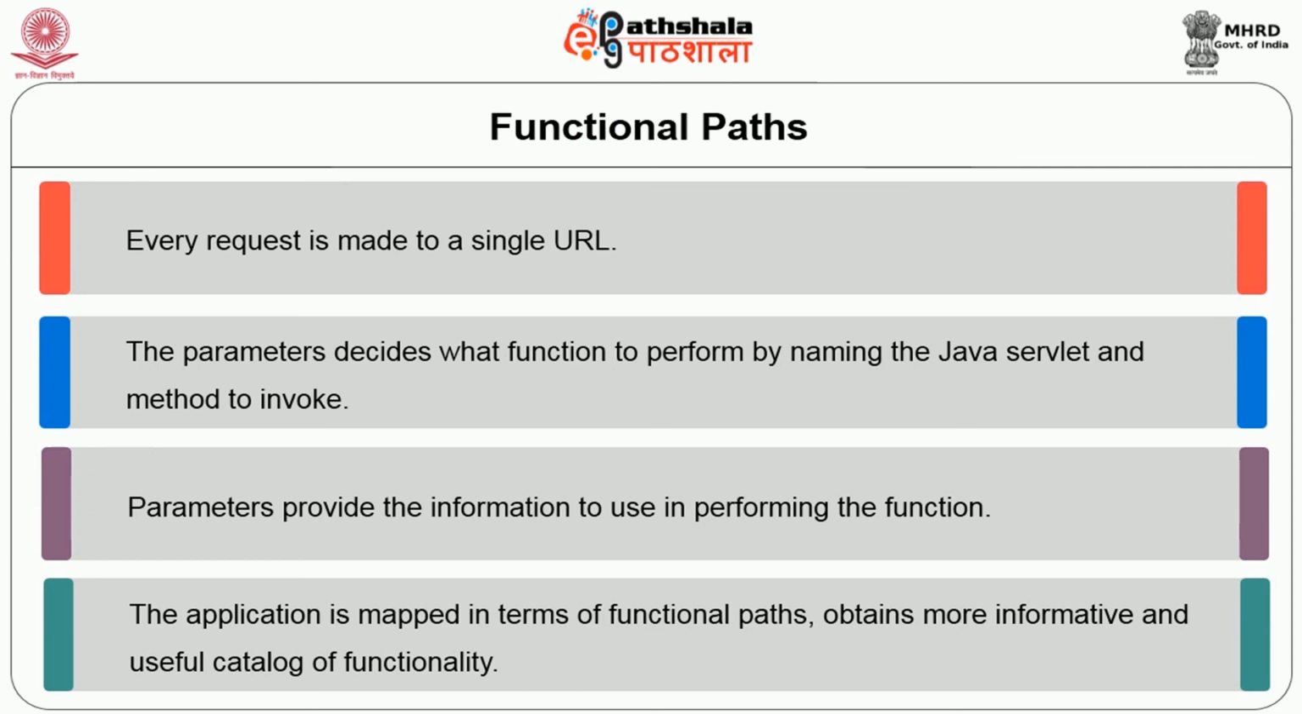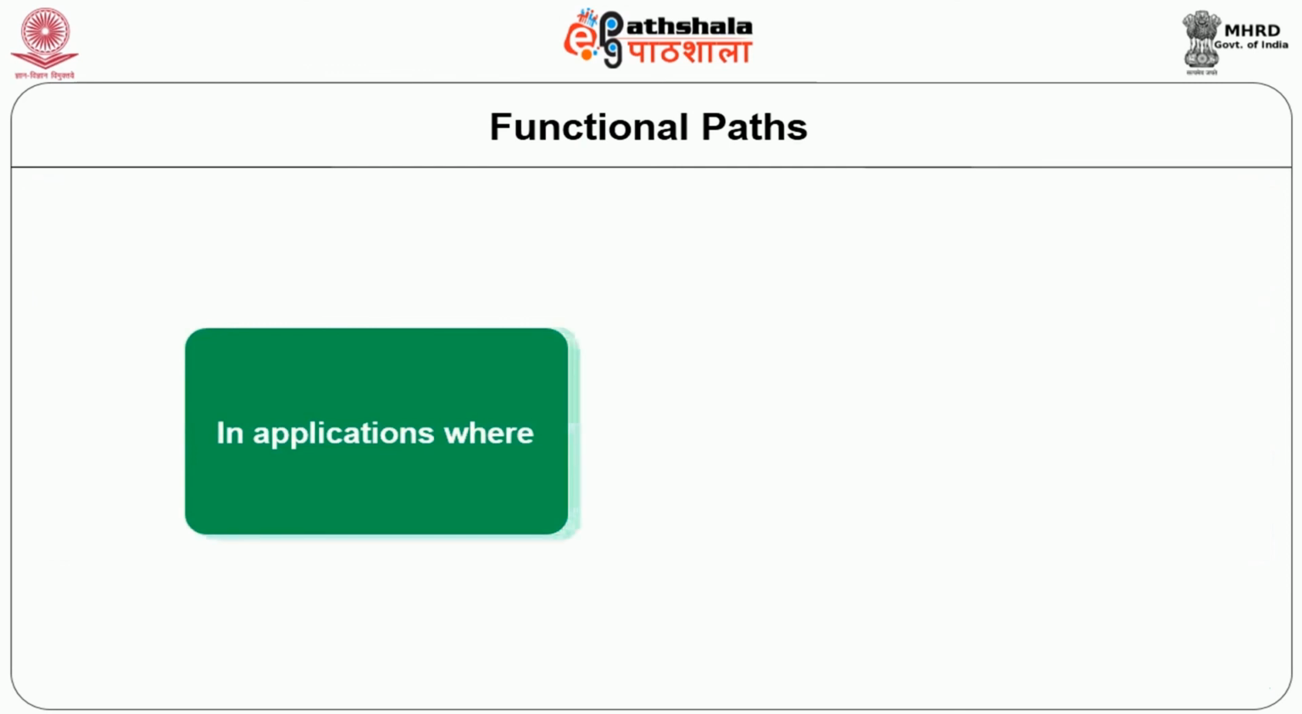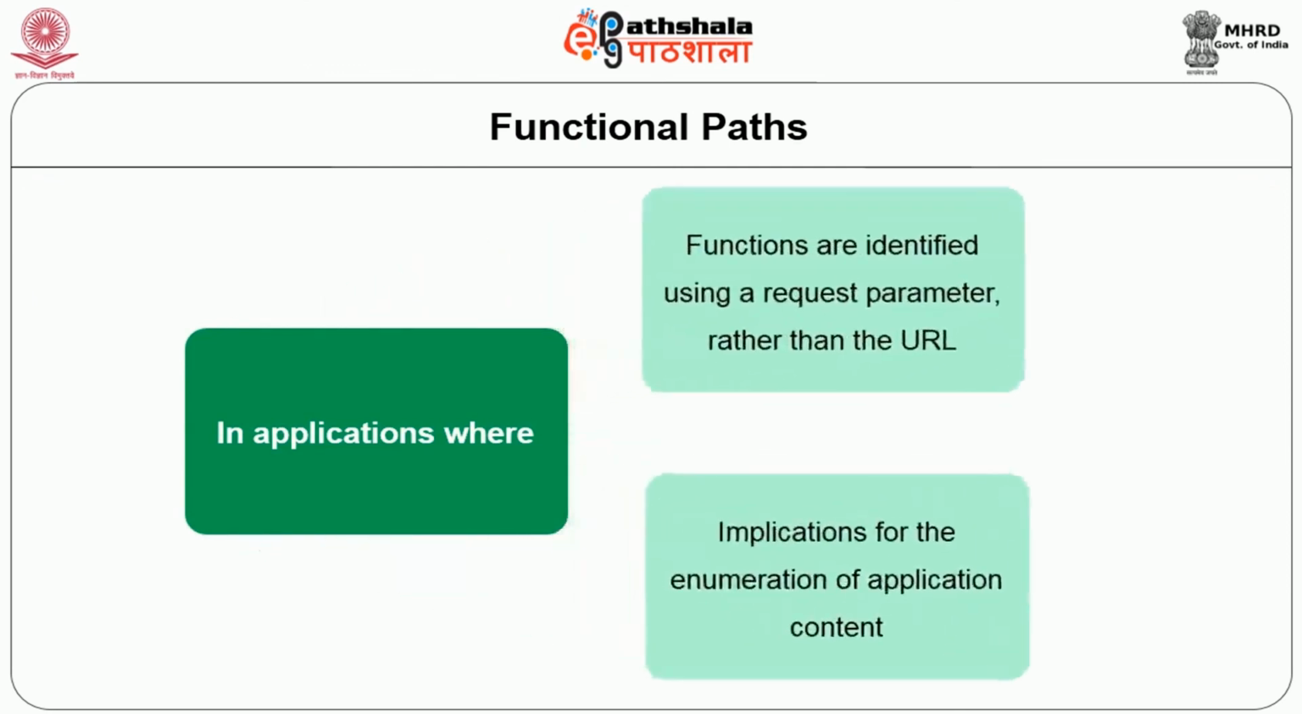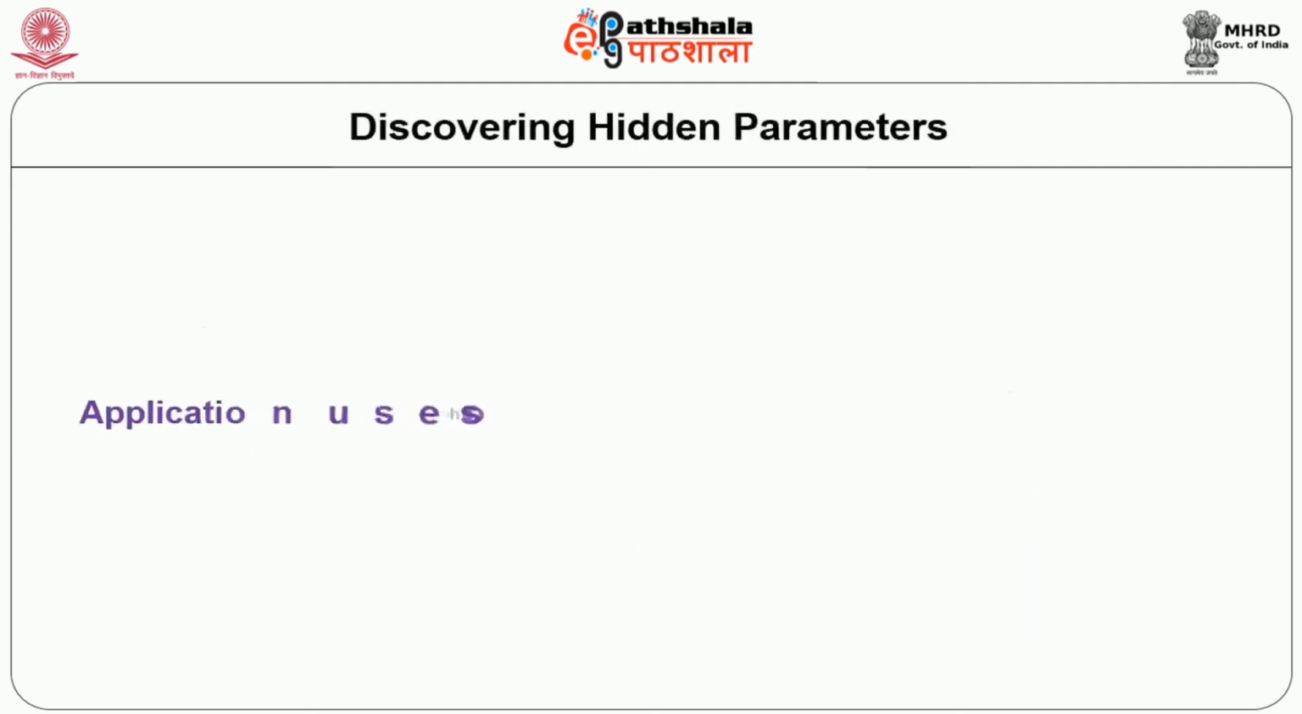In the picture based on application pages, the application appears to have only a single function, and a URL-based map does not elucidate the functionality. But if an application is mapped with a functional path, one can obtain much more information and a catalog of the functions the application is performing. In applications where functions are identified using a request parameter rather than the URL, this has implications for the enumeration of application content. Next is discovering the hidden parameters.